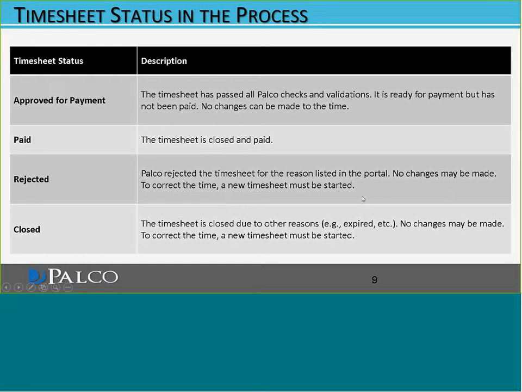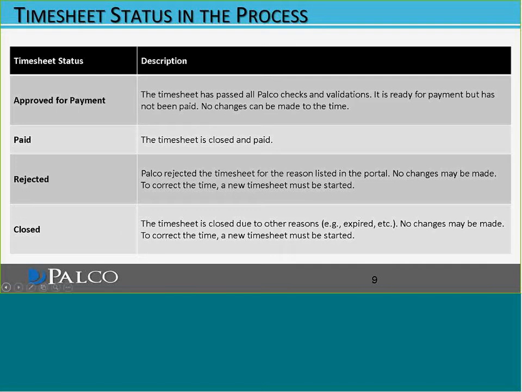And if you want to correct that timesheet, you might need to create a new timesheet. If you see closed, this status means that your timesheet has been closed due to other reasons, like for Kansas, after 45 days, if the timesheet has not been processed, it needs to be closed. Unless there's a request, if you want to correct that, you have to submit a new timesheet.